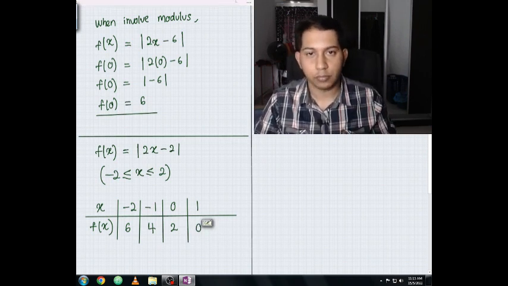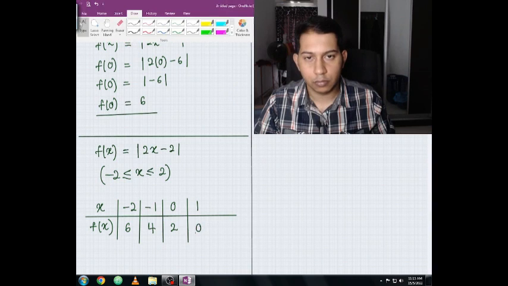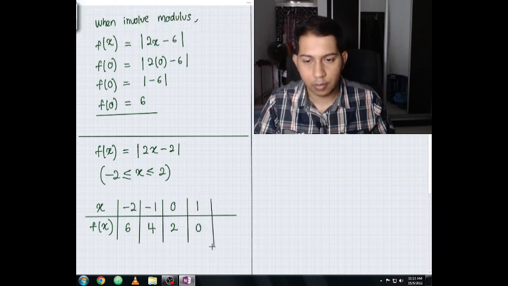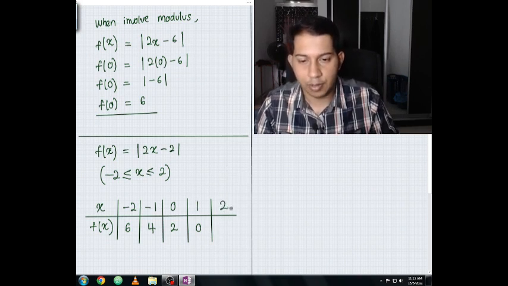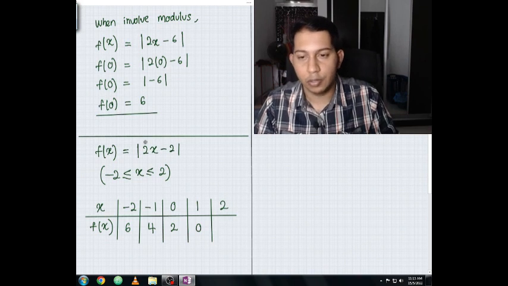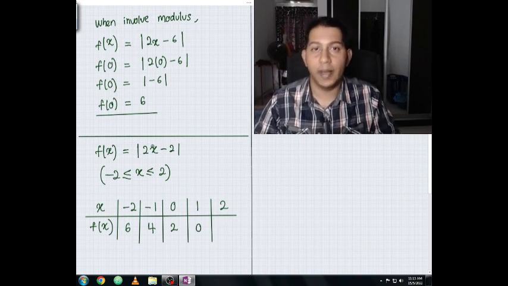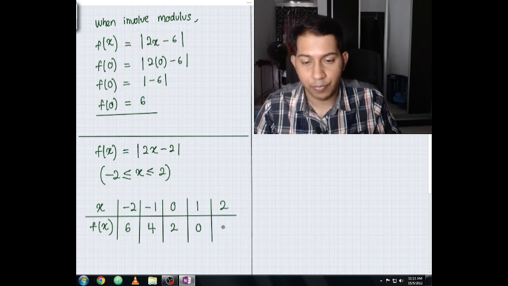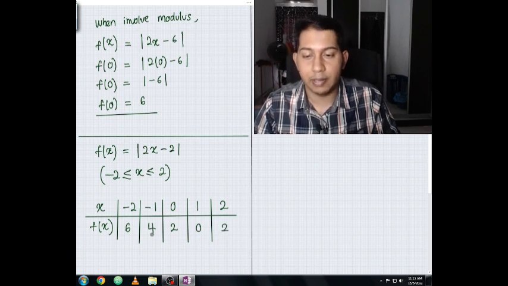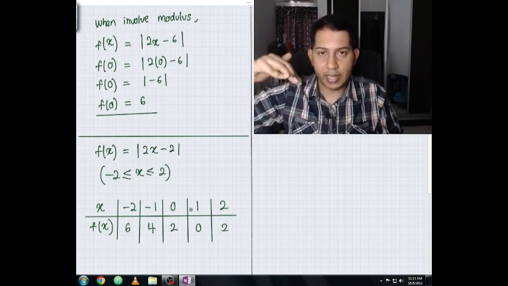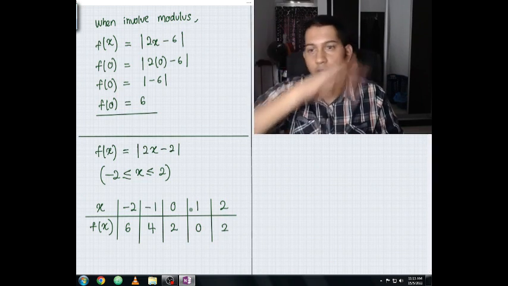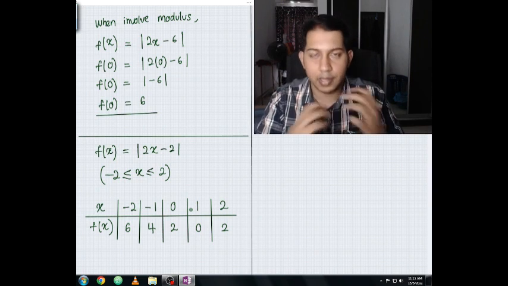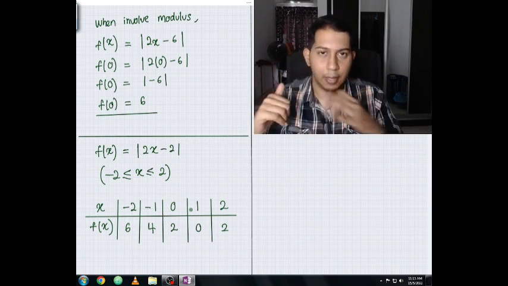Let us go to the last value, which is 2 itself. When you substitute x equals 2 into the function here, 2 times 2 is 4, so 4 minus 2 is 2. I hope you can see the pattern over here. The pattern is going down, and once it hits 0, it slowly goes up again. It's like a V shape. Once we sketch the graph, you can see the pattern.